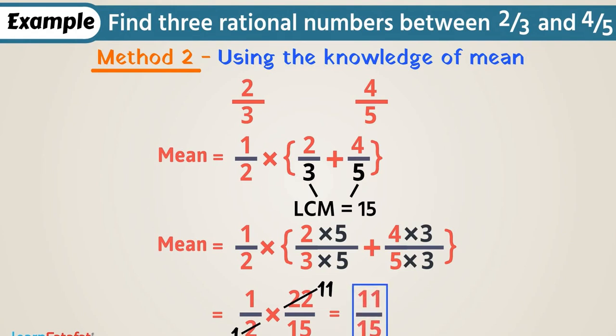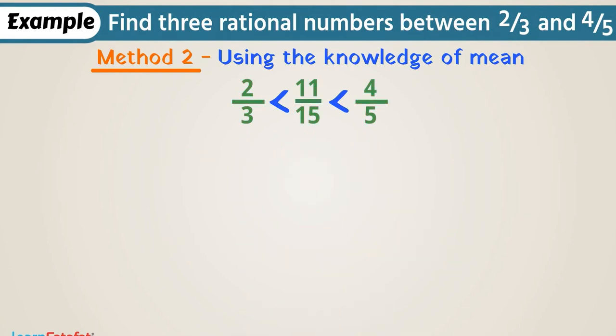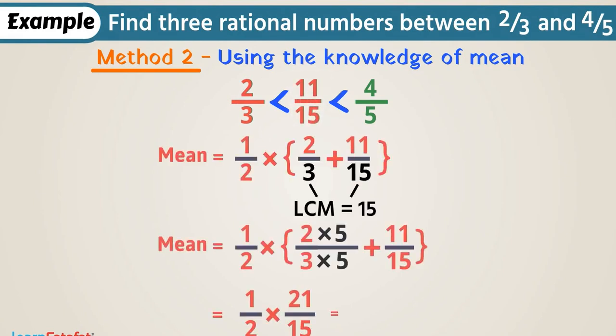So we got first rational number between the given rational numbers. We write it as 11 by 15 is greater than 2 by 3 and lesser than 4 by 5. Next rational number can be found by mean of 2 by 3 and 11 by 15. So we get 21 by 30. This is another rational number between 2 by 3 and 4 by 5.